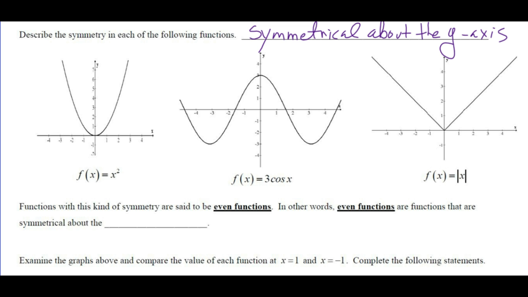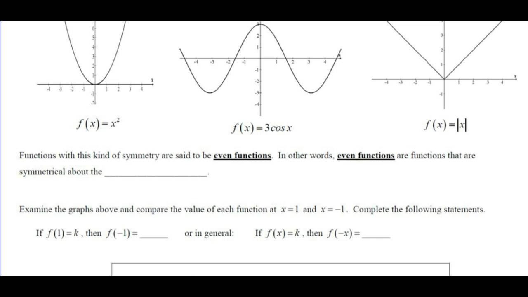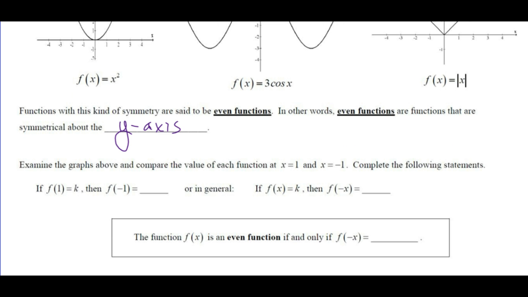Functions with this kind of symmetry are said to be even functions. In other words, even functions are functions that are symmetrical about the y-axis, right? We're just basically repeating what we already wrote. So it's an even function if it's symmetrical about, or a reflection in, the y-axis. You guys did all this reflection stuff.